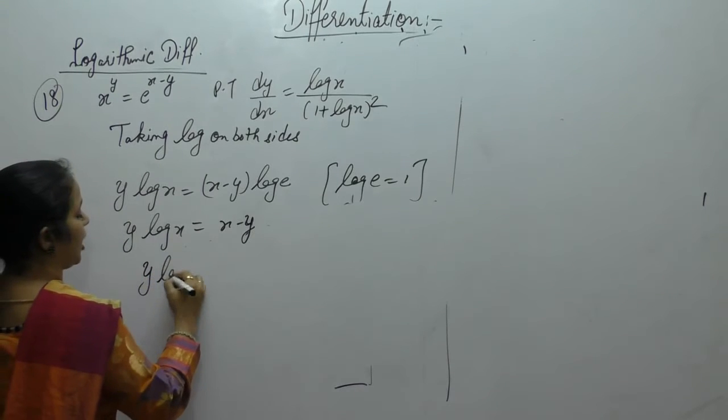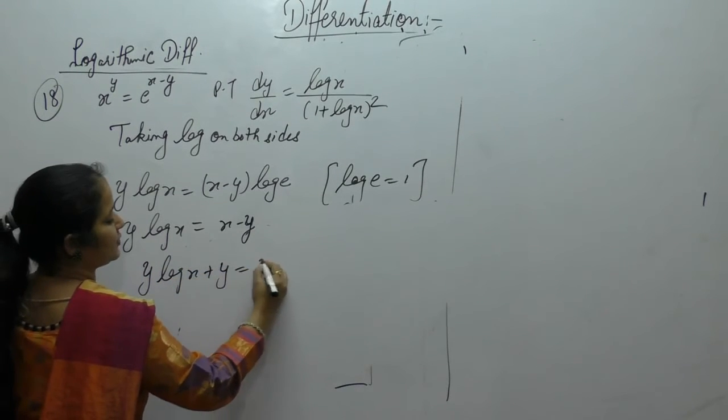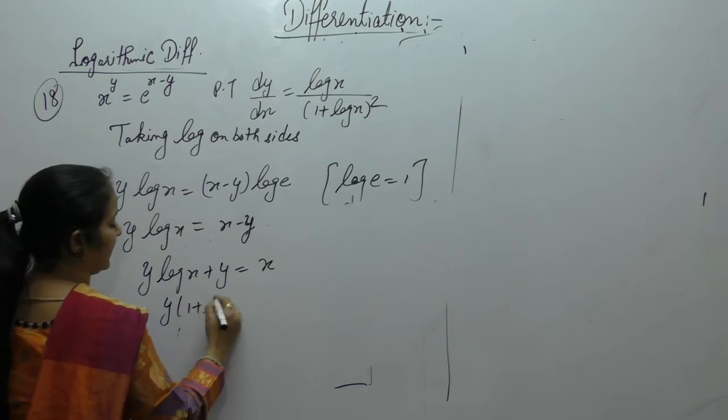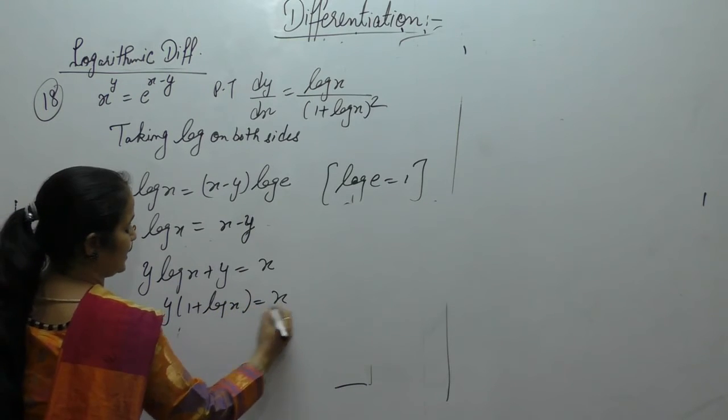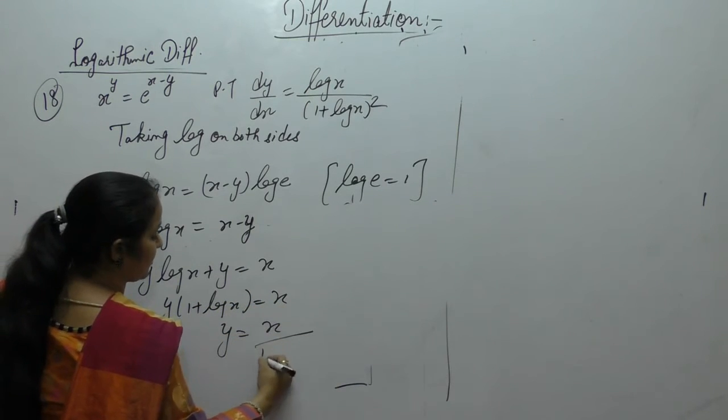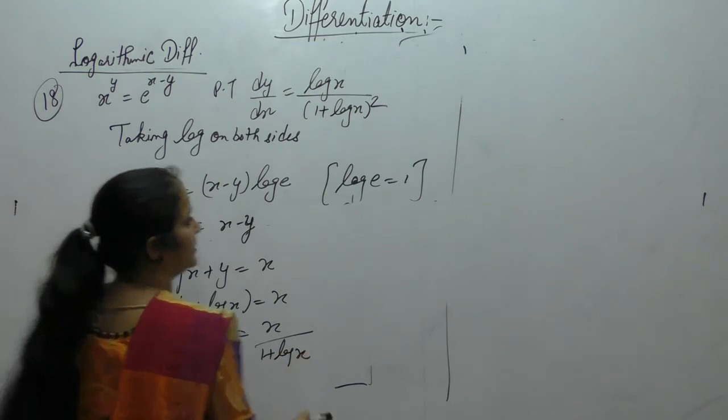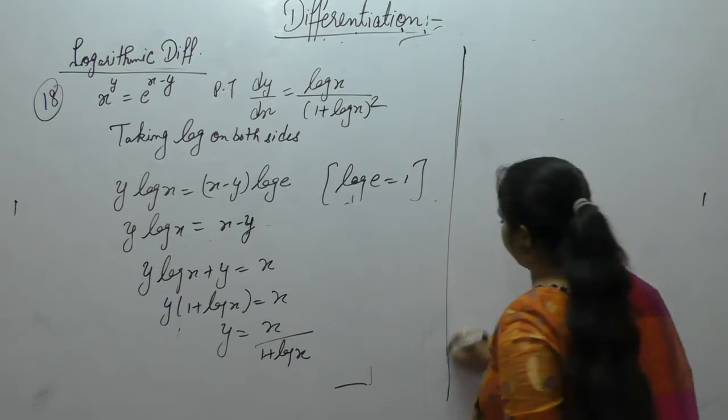So y log of x plus y is equal to x. Take y common: y(1 plus log of x) equals x. So we get y as x upon 1 plus log of x. Now differentiate it with respect to x.